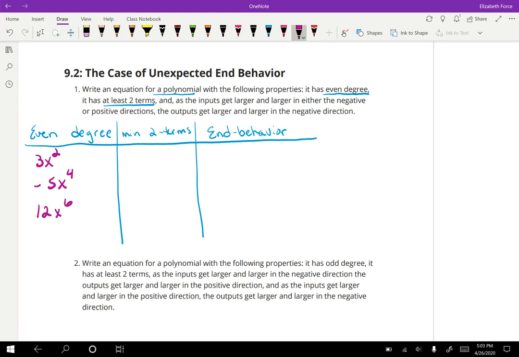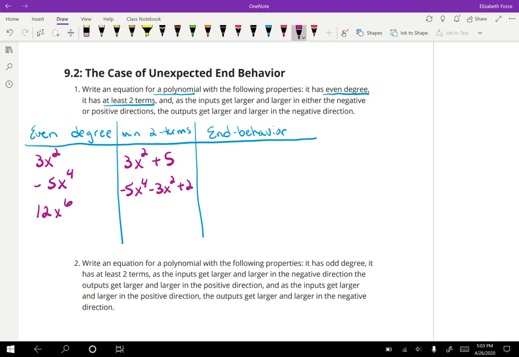A minimum of two terms. So you want to put together an equation with two or more terms in it. So they have to be different. So an example using the 3x squared could be 3x squared plus 5. Boom. There you go. Two terms. For this one, you can have negative 5x to the fourth minus 3x squared plus 2. That still counts as a minimum of two terms because I've got more than two.